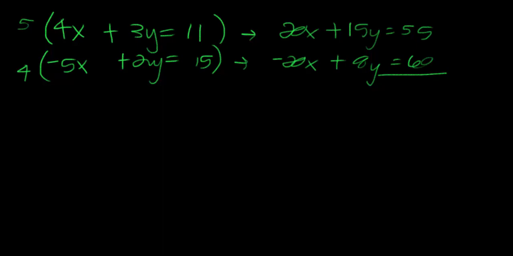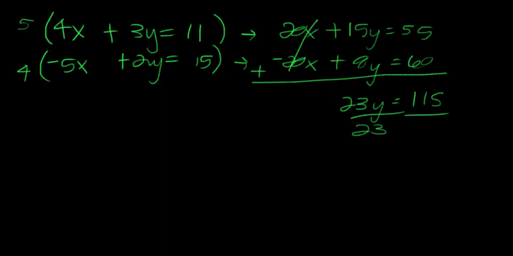Okay, and now I can add the two together. So now do you see that once I add these two equations together, the x's cancel just like I had planned. And now I add everything else together. I get 23y equals 115. And I need to divide both sides by 23. And I get that y equals 5, but we're not done.